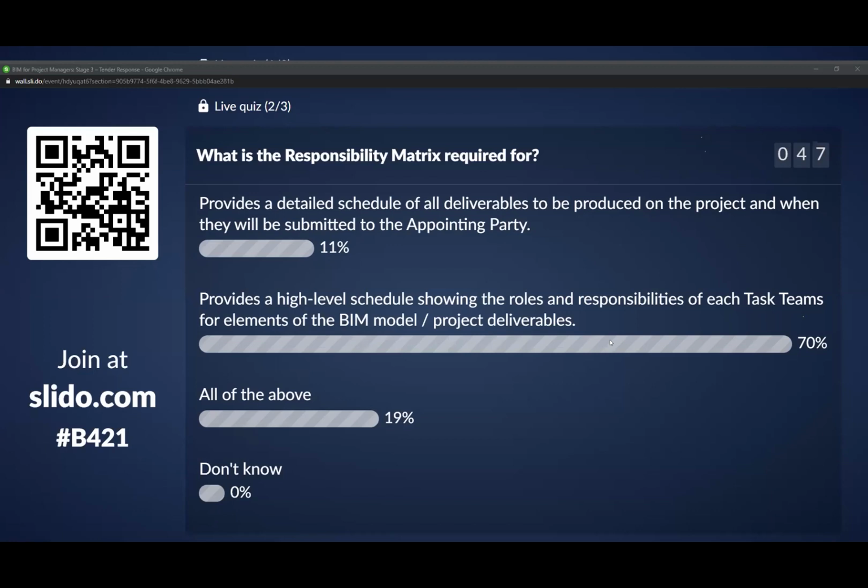So there's another kind of document that's produced after appointment, which is the information delivery plan, or master information delivery plan, which would list out every deliverable in a detailed schedule. So that might be all the drawings and all the models and reports that are produced on the project, and when they'll be submitted. So that's what the top answer is referring to. I think at bid stage, it's just the higher level schedule like we showed earlier, that just shows general roles and responsibilities across the delivery team. And yeah, who's going to look after different elements of the model or deliverables?